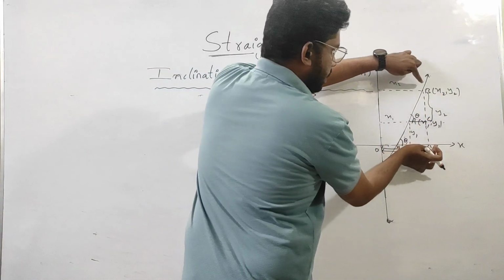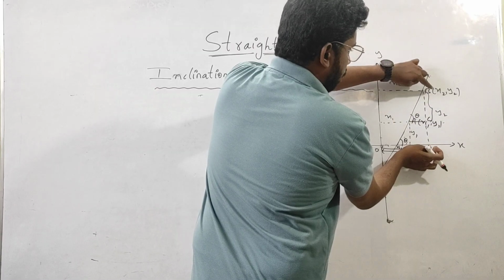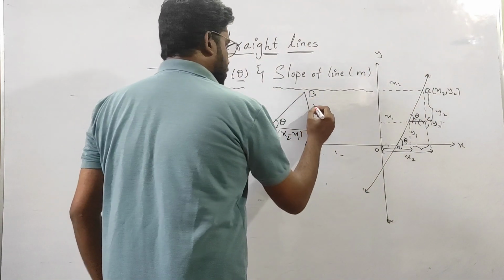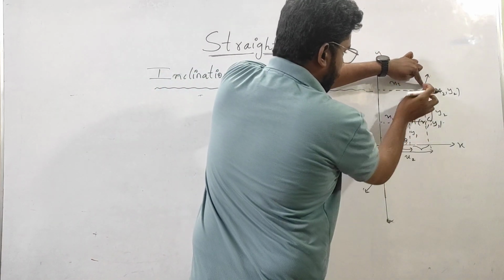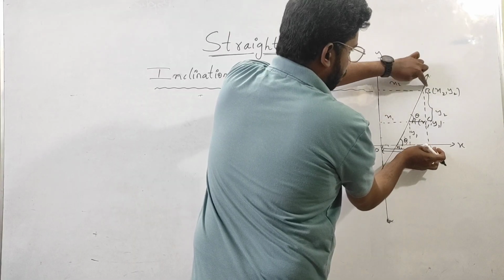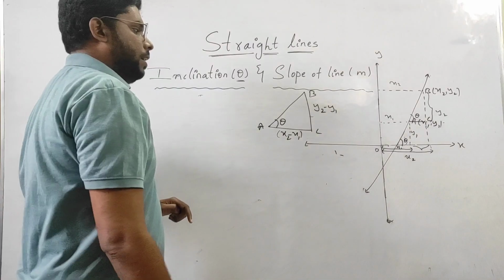Now similarly I need this distance. How can I find it? This complete distance is y2 and this is y1. So y2 minus y1 will give me this BC distance. BC can also be given as y2 minus y1, since B2 here is y2 and C2 here is y1.